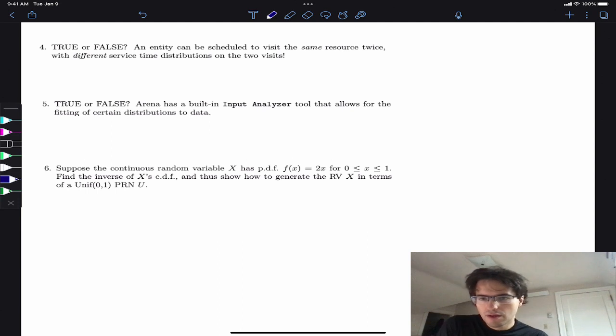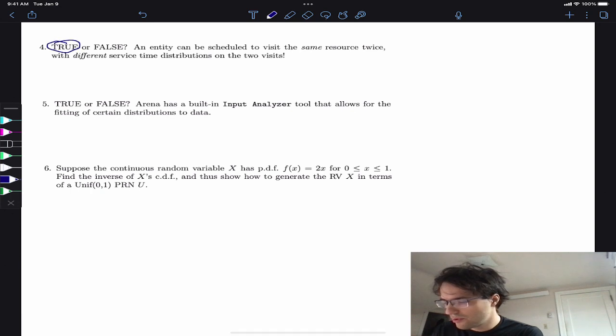Cool. Question 4. True or false? An entity can be scheduled to visit the same resource twice with different service time distributions on the 2 visits. And this is once again just an Arena question, and it is true.